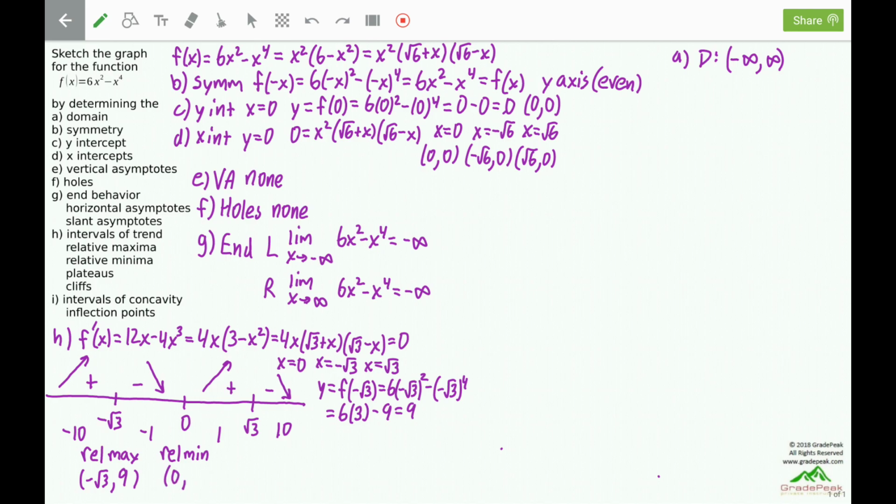It has an x-coordinate of 0 and a corresponding y-coordinate, which can be found by plugging the x-coordinate back into the original function. Y equals f of 0, which is 6 times 0 squared minus 0 to the 4th. 0 squared is 0 times 6 is 0, minus 0 to the 4th, which is also 0. 0 minus 0 is 0, so we have a corresponding y-coordinate of 0.